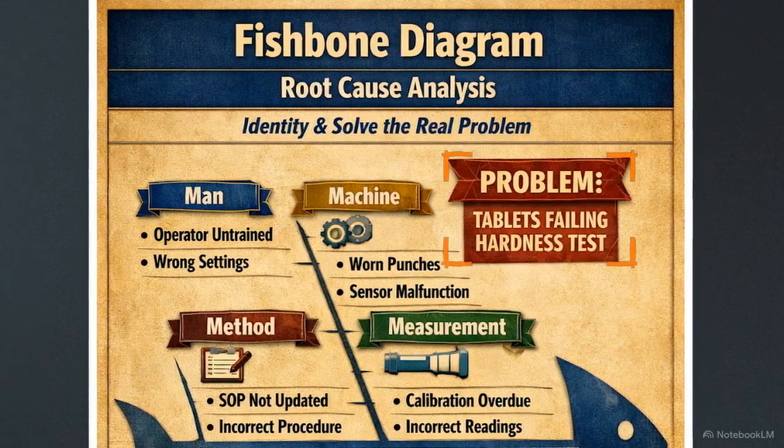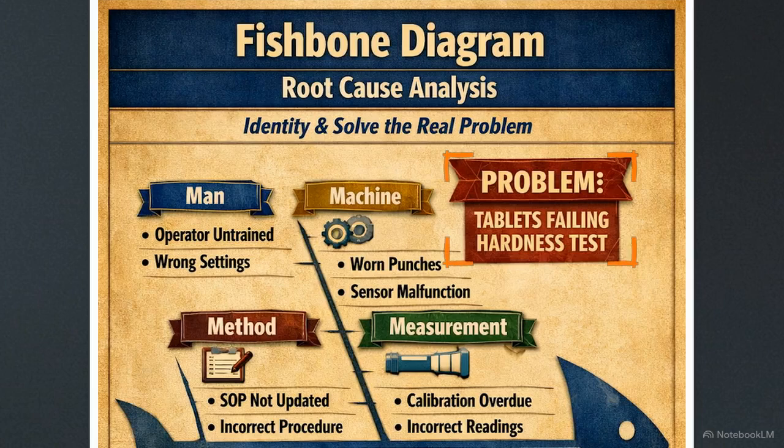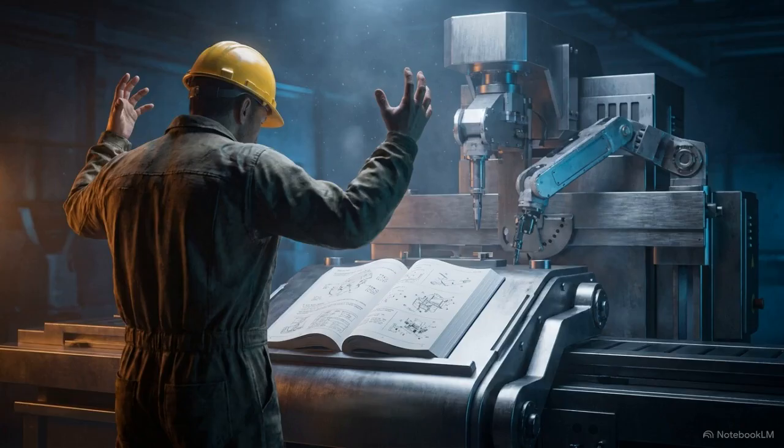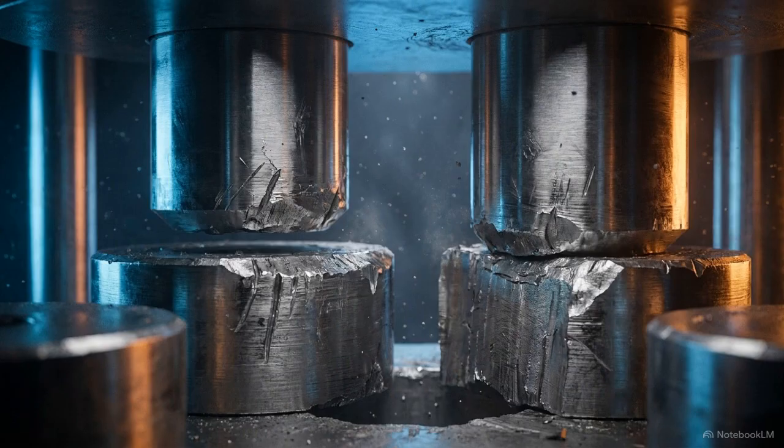Look at this completed fishbone diagram from a pharmaceutical plant. The red banner at the head clearly states our problem. A batch of tablets is failing its physical hardness test. The team started by mapping out the most obvious suspects. Under the man branch, they noted that an operator might be untrained. Under machine, they hypothesized that the compression punches were worn out or a sensor was malfunctioning.